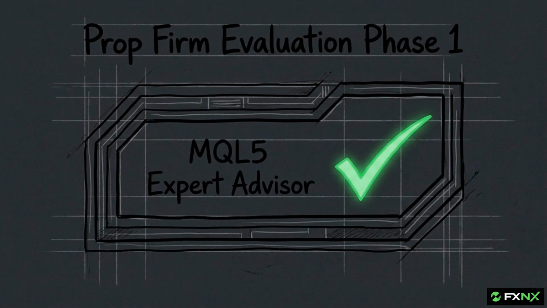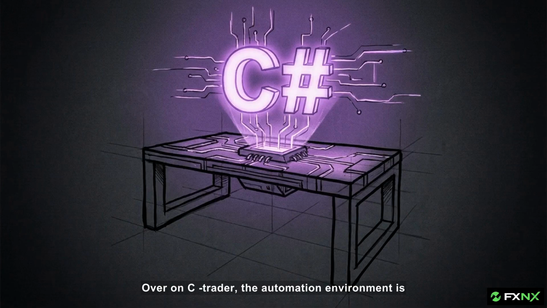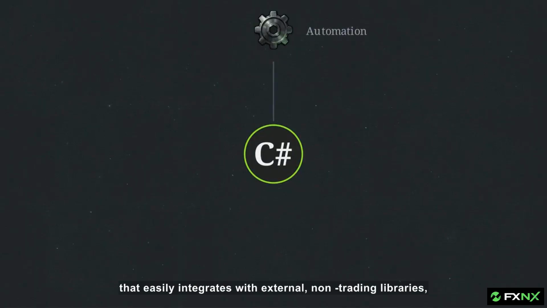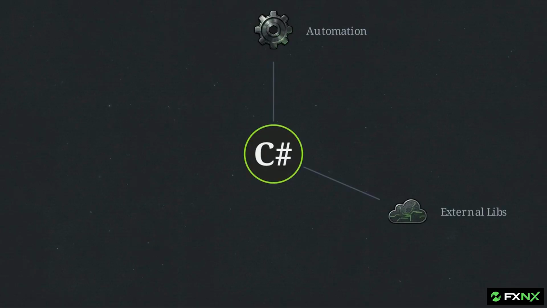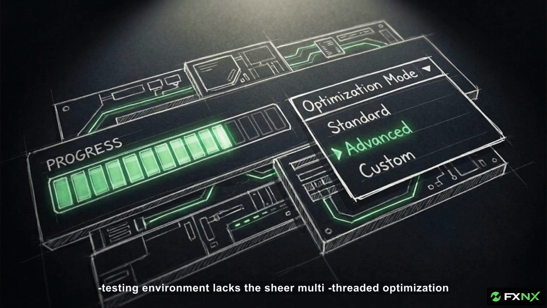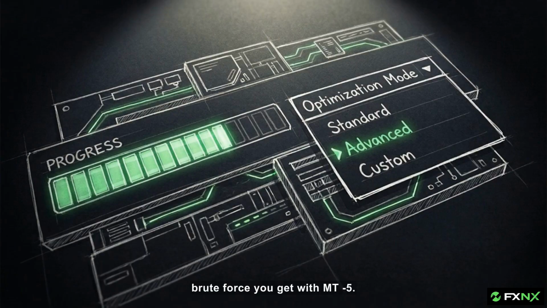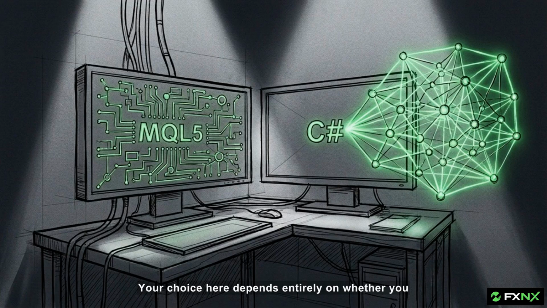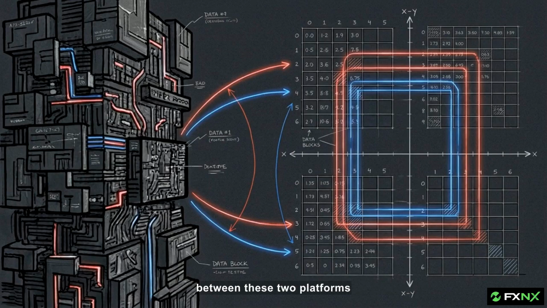Over on cTrader, the automation environment is called cAuto, and it is built entirely on the modern industry-standard C# language. Using C# gives you highly readable code that easily integrates with external, non-trading libraries, opening doors for things like machine learning models. The trade-off is that cTrader's backtesting environment lacks the sheer multi-threaded optimization brute force you get with MT5. Your choice here depends entirely on whether you prioritize universal prop firm access via MQL5 or modern coding agility via C#.